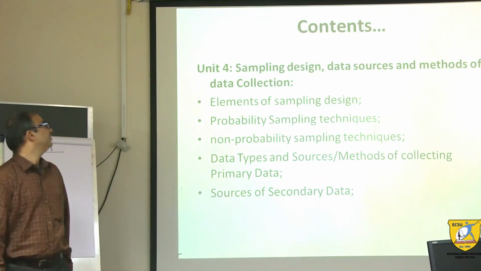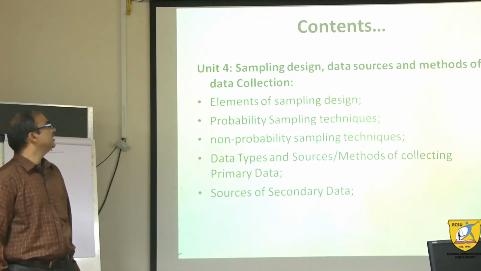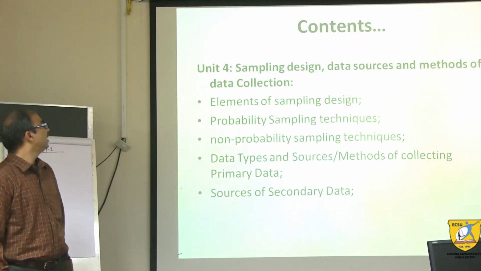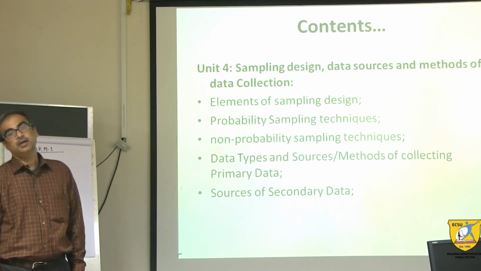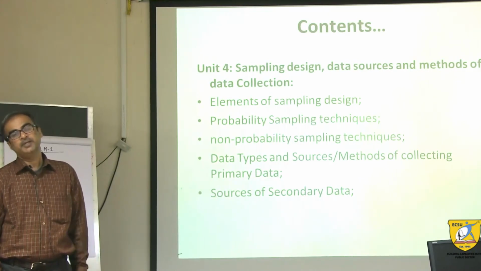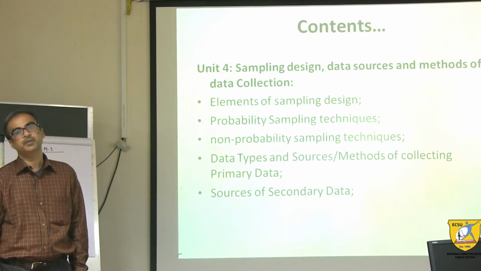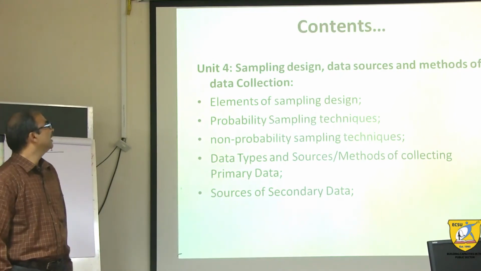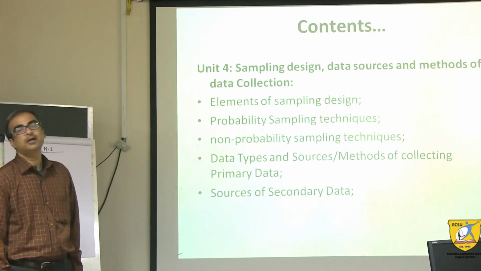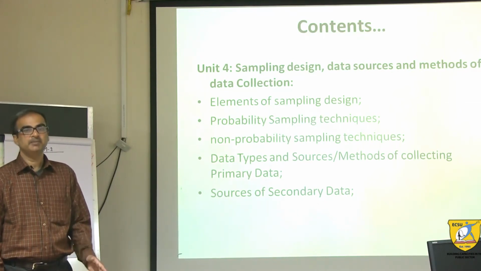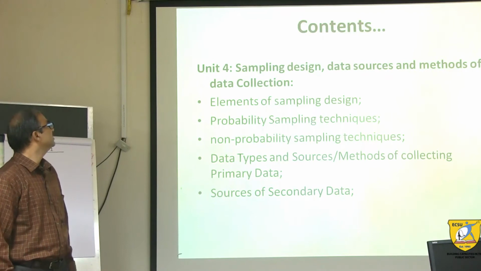In unit 4 we will discuss the sampling design, data sources and methods of data collection: how to make the sample, which probability sample or non-probability sample we should use for the data collection, and what the sources of data are, and what methods are used in the data collection, primary methods and secondary methods.